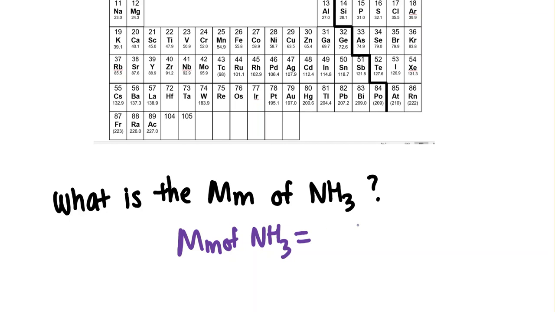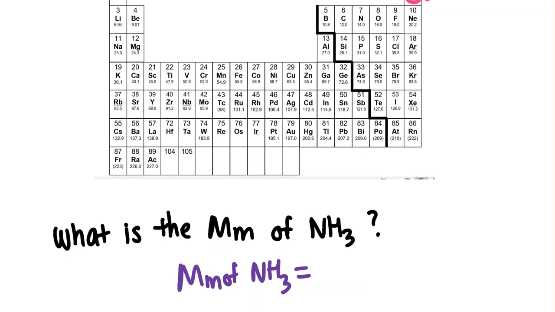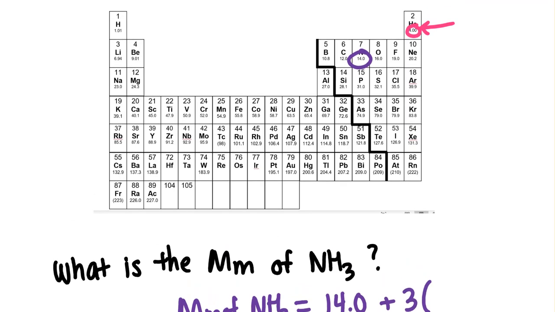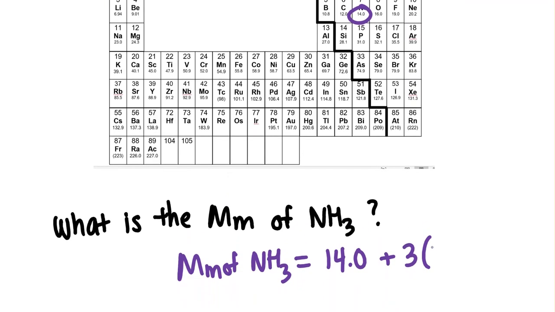So you need to add them up. There's 1 nitrogen here, and if I look, nitrogen's atomic weight is 14. Plus, I have 3 hydrogens here. So if I look on this one, it's 1.01 for hydrogen. Sometimes we just have 1.0 for hydrogen, and that's fine. Just follow your sig fig rules when you add. I'm not really picky about that.